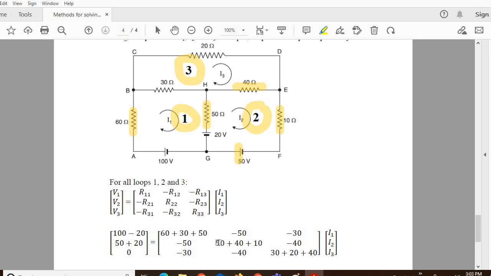In the second loop we have 50 ohms plus 40 ohms plus 10 ohms, so I have represented 50 plus 40 plus 10. Similarly, R23, the resistance common to the second and third loop, is 40 ohms, so it is going to be minus 40. Again R31 is the same as R13, so minus 30. R32 is the same as R23, minus 40. And in the third loop we have 30 ohms plus 20 ohms plus 40 ohms, so 30 plus 20 plus 40. I1, I2, I3 remain the unknowns.